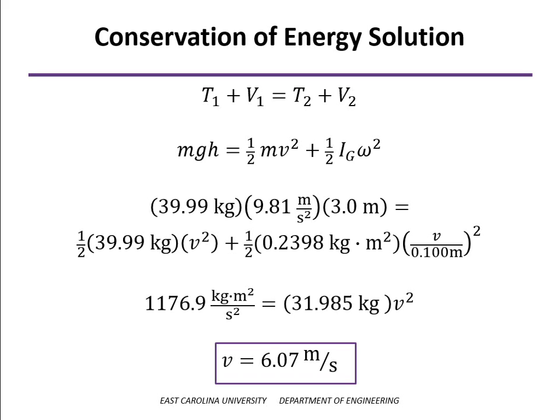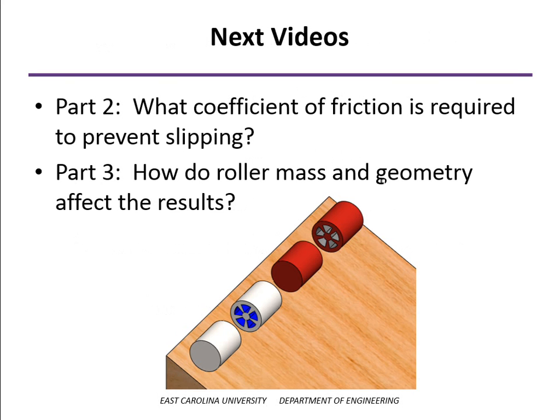We're going to continue looking at this problem in a couple of additional videos. In the next one, again, we just kind of guessed at a coefficient of friction and found out that we didn't slip with that high value coefficient of friction. So how would we determine what coefficient of friction is required to prevent slipping? And how do we calculate the speed at the bottom if we do have a combination of rolling and slipping? We'll do that in part 2.